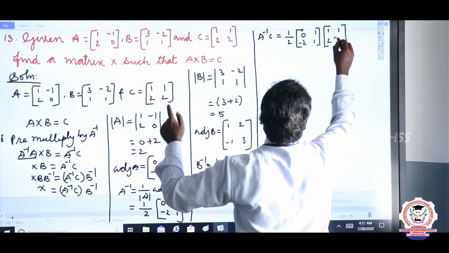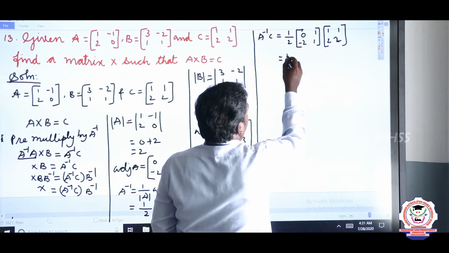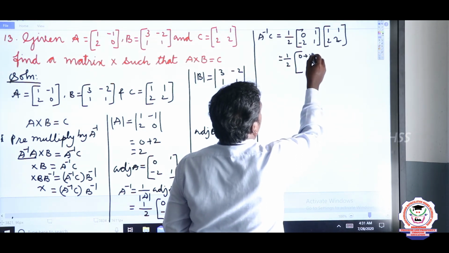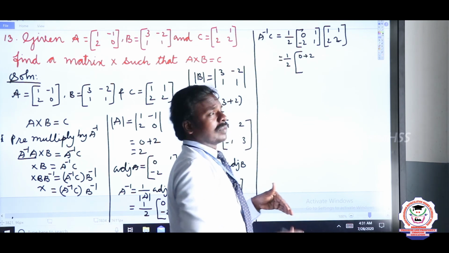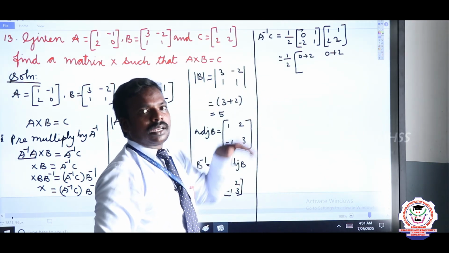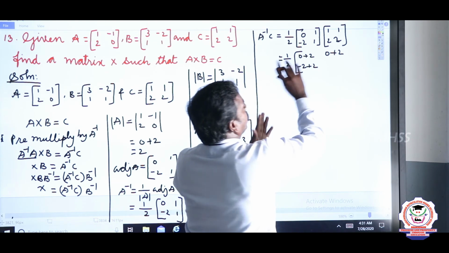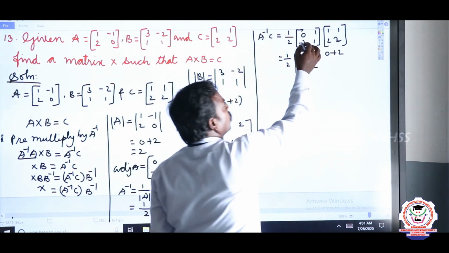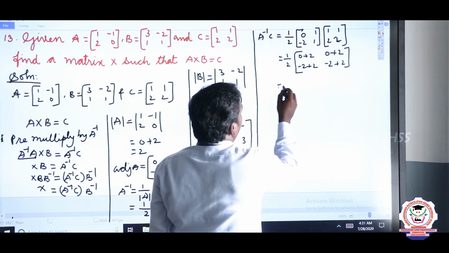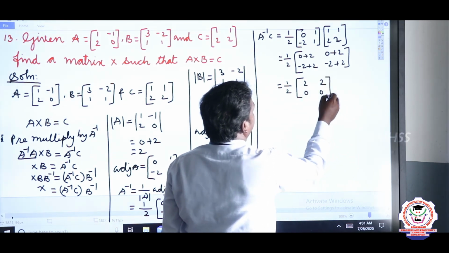Now you multiply these values, very simple. First row multiplied by first column: 0 into 1, 0, 1 into 2, plus 2. So, first row first column is over. Again, first row on second column of the second matrix: 0 into 1, 0, 1 into 2, plus 2. Now second row on first column: minus 2 into 1, minus 2, 1 into 2, plus 2. Second row on second column: minus 2 into 1, minus 2, 1 into 2, plus 2. So, 1 by 2 into 2, 2, 0, 0. This is A inverse into C.